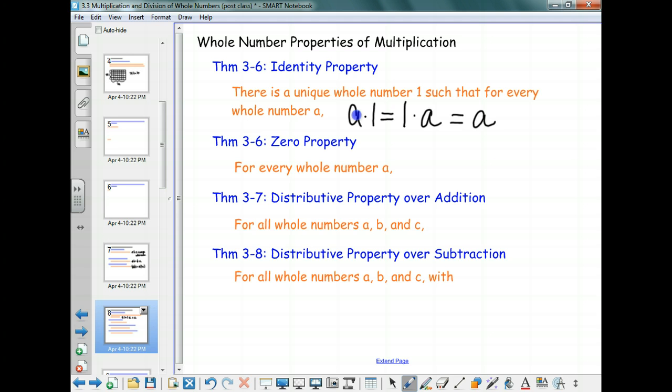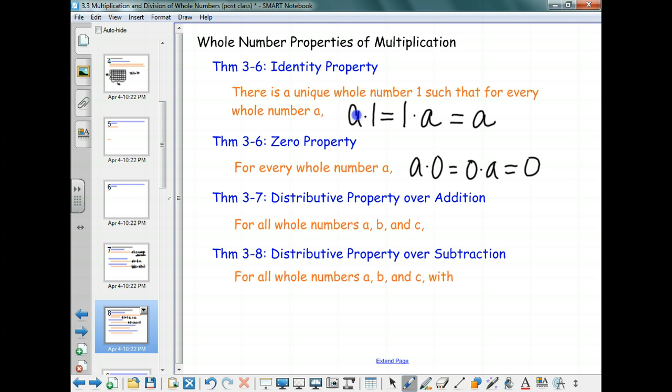The next three are actually new properties, and the first one is the 0 property. So what happens when you multiply by 0? You get 0, right? So the 0 property is that if you have A times 0 or 0 times A, this is 0.